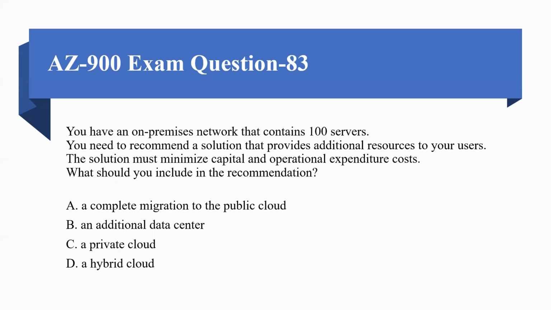Coming to the question number 83, you have an on-premises network that contains 100 servers. You need to recommend a solution that provides additional resources to your user. The solution must minimize capital and operational expenditure cost. What should you include in the recommendation? Option A, complete migration to the public cloud. Option B, an additional data center. Option C, a private cloud, or option D, a hybrid cloud. So correct option is D, a hybrid cloud.